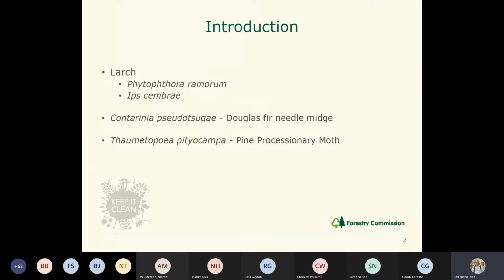Unlike yesterday, for those of you who were here, which was a sweet chestnut focus, today we're going to look at 3 different hosts and 4 different things across those hosts. So we're going to look at Phytophthora ramorum and Ips cembrae in larch. As we've already been discussing, there's Ips typographus that Nick's going to talk to you about in a minute, but this is a larch specific species of Ips. We'll then cover a little bit about Douglas fir needle midge and also pine processionary moth, which is in the same genus as oak processionary moth.